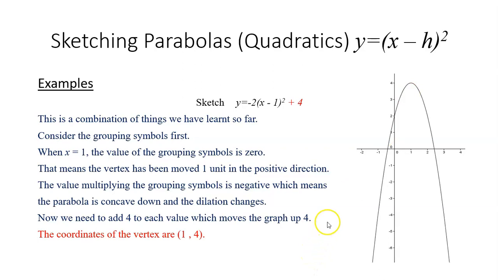Okay, if I wanted to find the y-intercept, then I substitute in x is 0 in here. 0 take away 1 is negative 1. Square it is positive 1. Multiply it by negative 2. So positive 1 times negative 2 is negative 2. And plus 4 gives me positive 2. So my y-intercept now is at positive 2, which you can see there clearly on the graph.